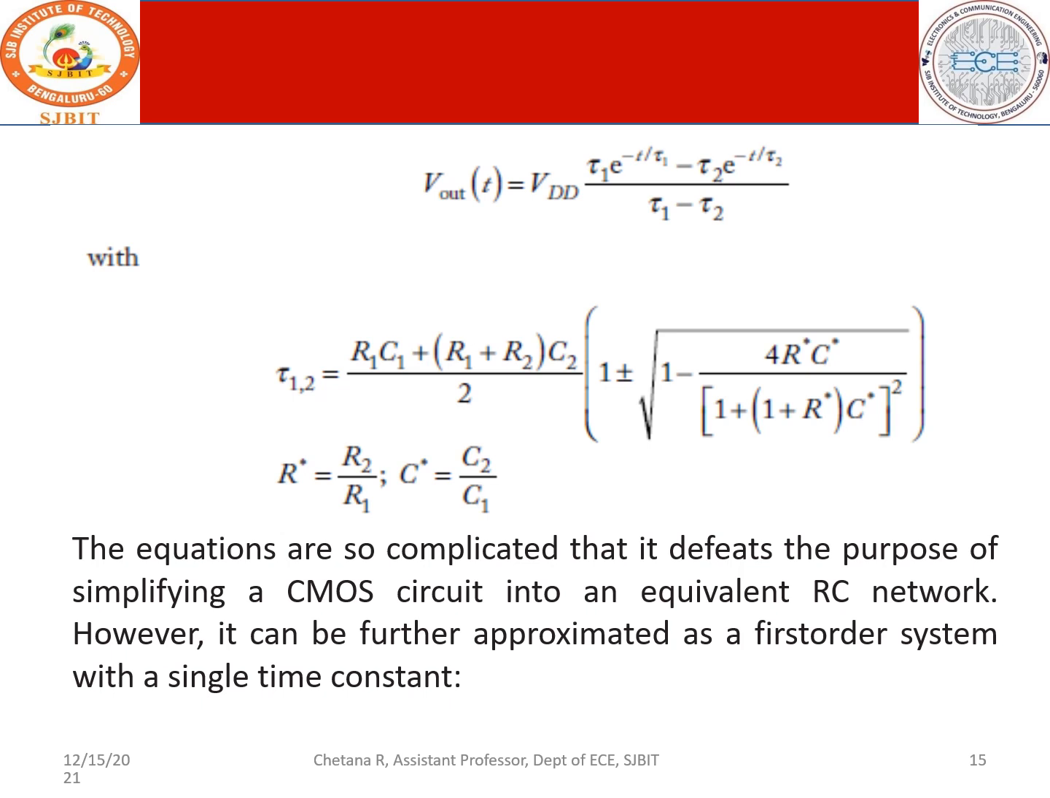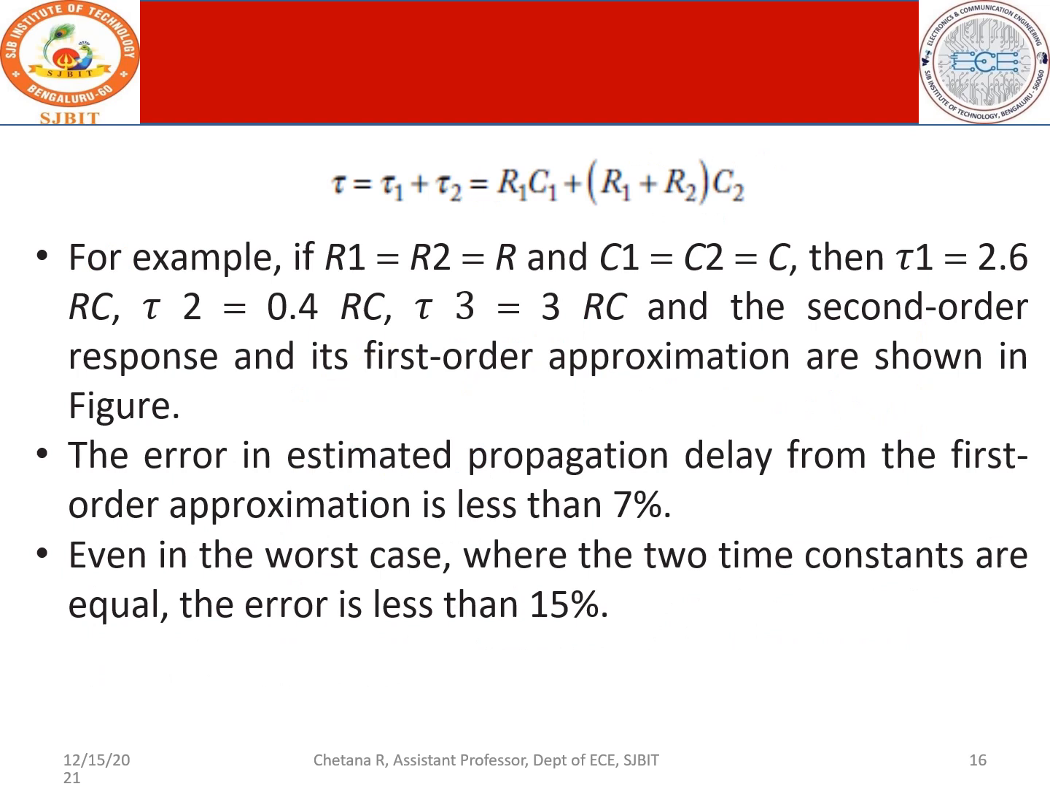Therefore, it is further approximated as a first order system with a single time constant. There are two time constants, tau1 and tau2. So many parameters can look complicated. Therefore, we simply split them and show tau as tau1 plus tau2. So it is the first stage R1 C1 and the second stage (R1 plus R2) whole of C. So this is how the second order system will have the propagation delay, which is considered as the sum.